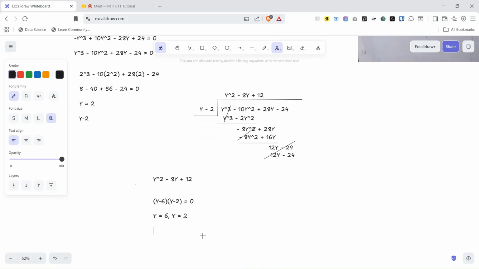So our eigenvalues are lambda equals 2, lambda equals 6, lambda equals 2. So it means we have 2 twice.